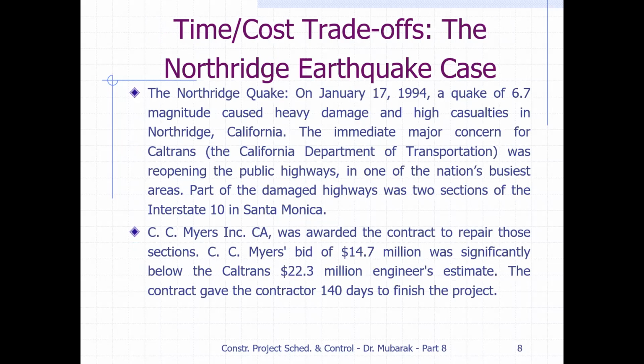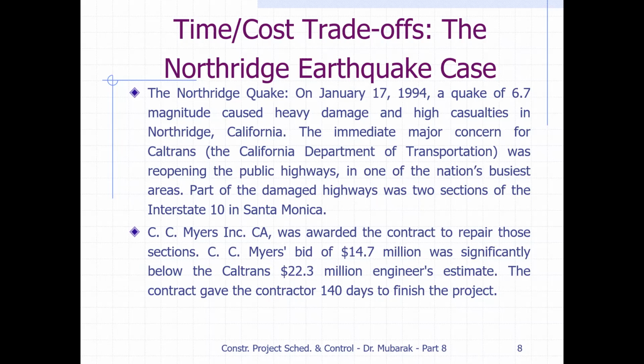Now your book is going to discuss a case study. In California, an earthquake happened, and because of that there was damage and a lot of disturbance to the public. It involved an elevated road. We will read how they managed this project by doing the acceleration. The Northridge quake on January 17, 1994, a quake of 6.7 magnitude, caused heavy damage and high casualties in Northridge, California, USA.